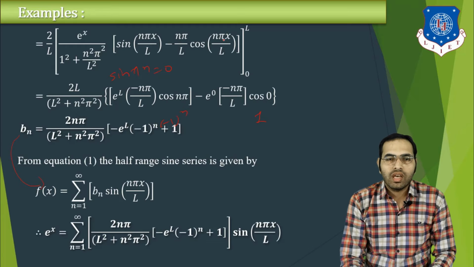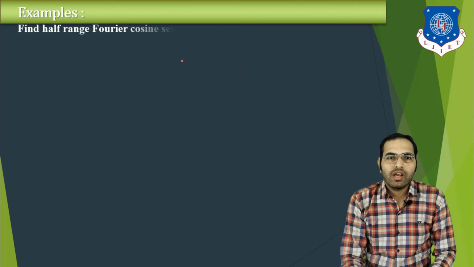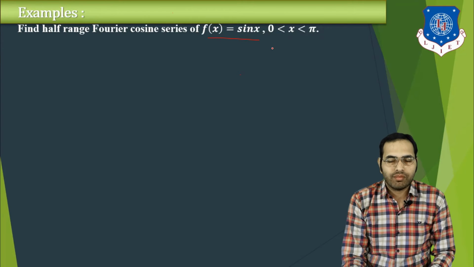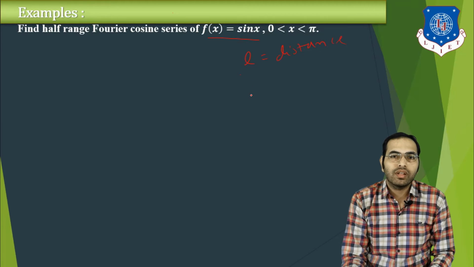Let's see one more example. Find the half range Fourier cosine series of the function f of x equal to sin x where 0 less than x less than pi. Firstly we have to find the value of small l, then small l equal to distance, that is L equal to pi minus 0, means L equal to pi.